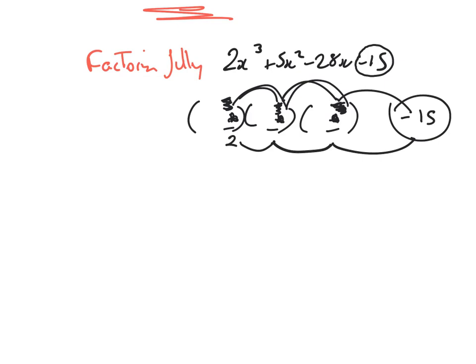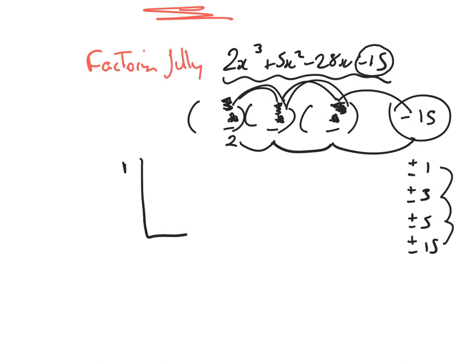So in terms of options of numbers that will work, it would be plus or minus 1, plus or minus 3, plus or minus 5, plus or minus 15. Now in theory then, there's 8 opportunities to get a factor, but in practice normally we get there within 2 or 3. So let's try, first of all, 1. This is a trial and error approach to get going. So we've got coefficients of 2, 5, minus 20 and minus 15.